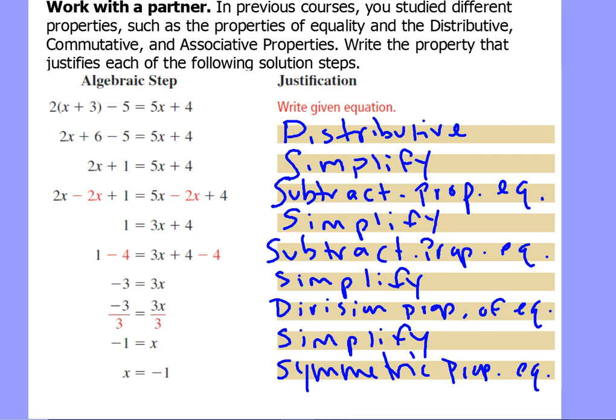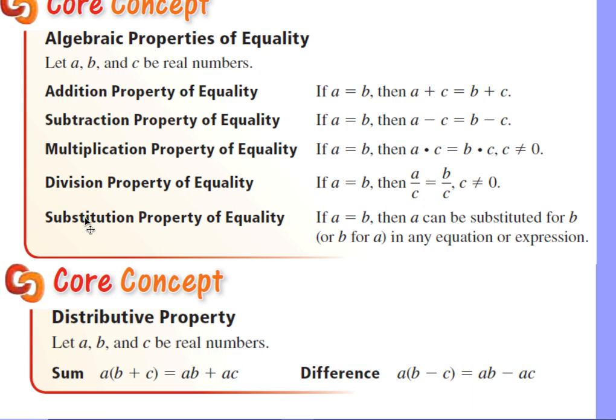Now, most of the time we are going to be doing these completely from scratch. And these are going to be some of our big core concepts and our properties from algebra that we're going to have to make sure that we know. All of our additions, subtraction, multiplication, and division. We have our substitution property of equality, which means that we're going to swap out any values that are equal to each other. And then, of course, we also know our distributive property of equality as well.